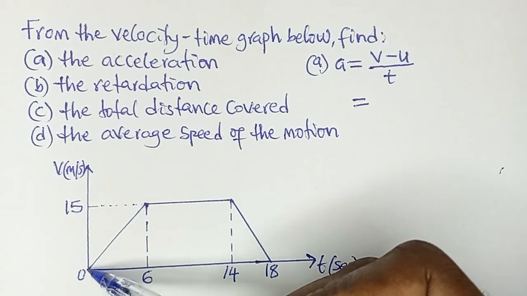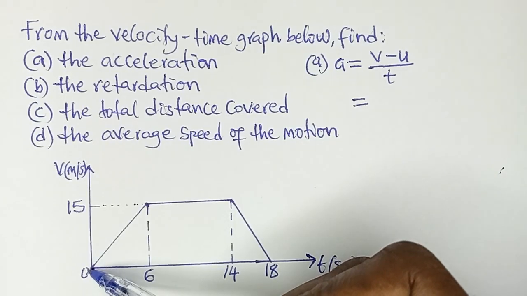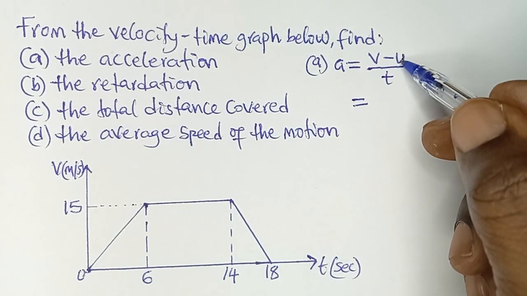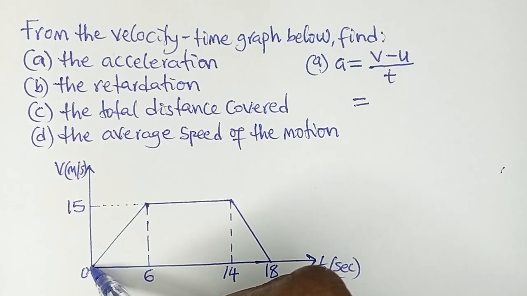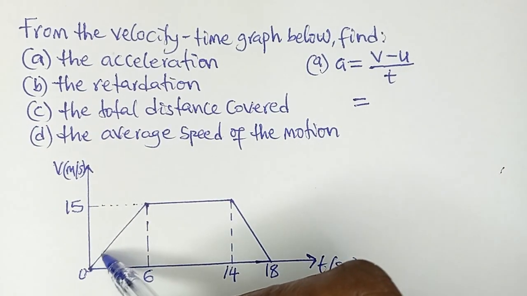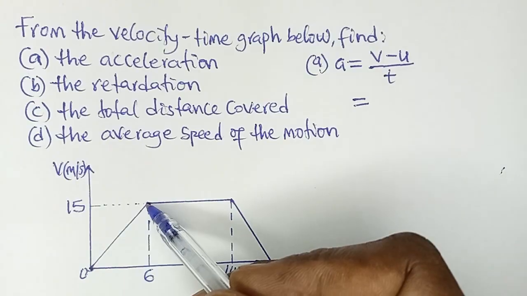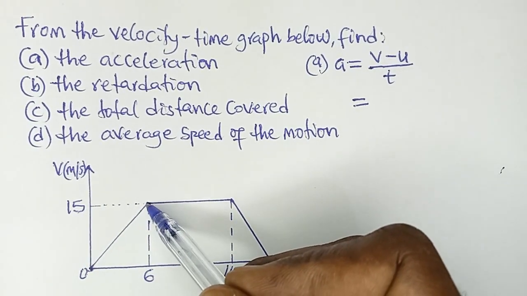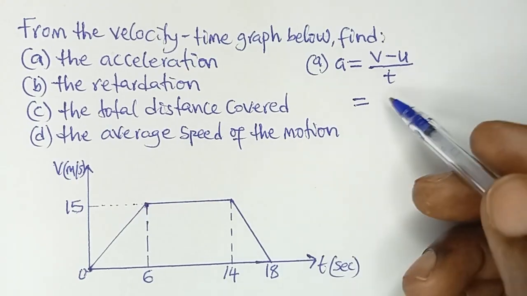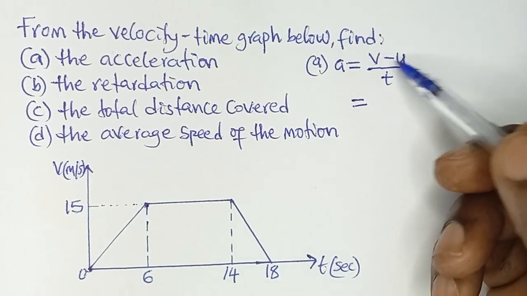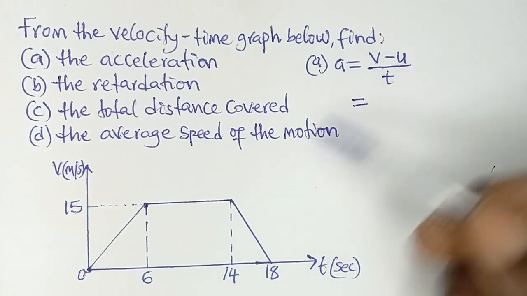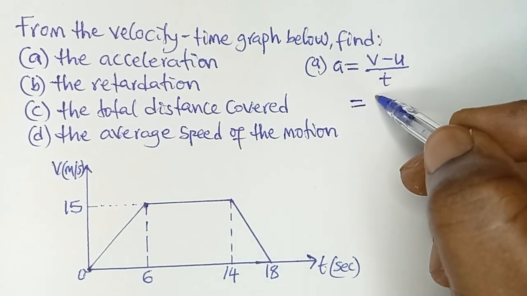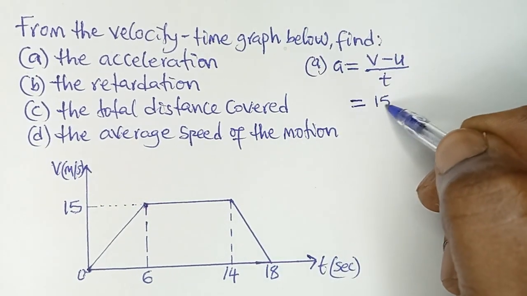So we have to read the beginning of this acceleration line, which is 0, and that will give us u as 0. So u is 0 because the initial velocity is 0. And then it moved up to the highest velocity reached, which is 15. So the final velocity reached is 15. So we can now substitute the values here. So the final velocity reached by the body, which is 15, is given to us as the final velocity v.